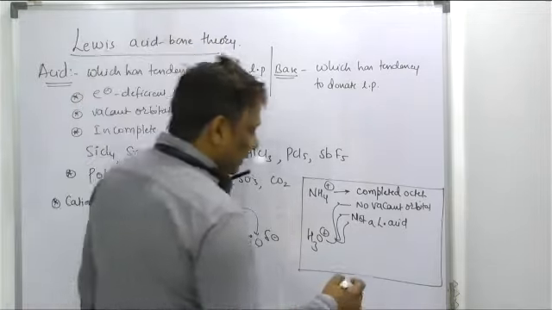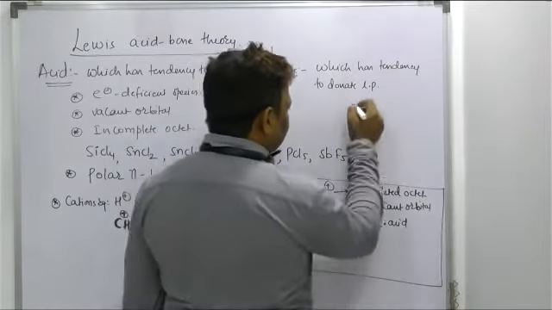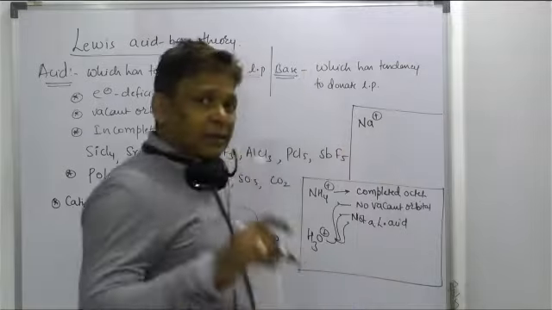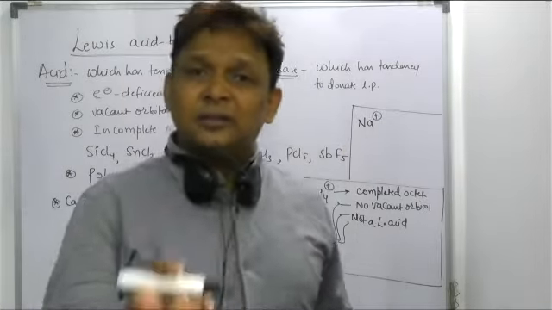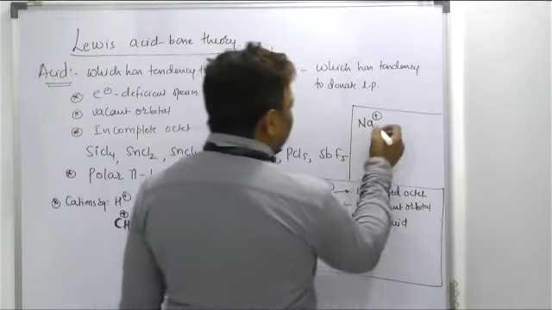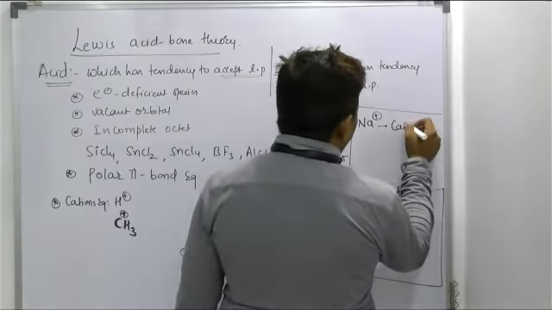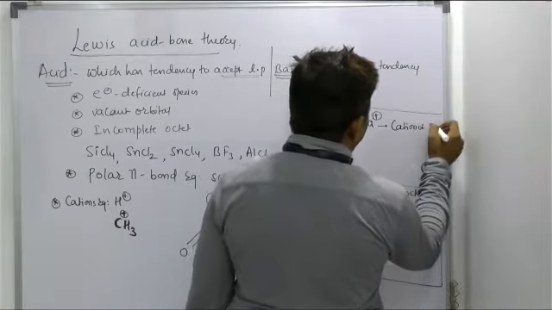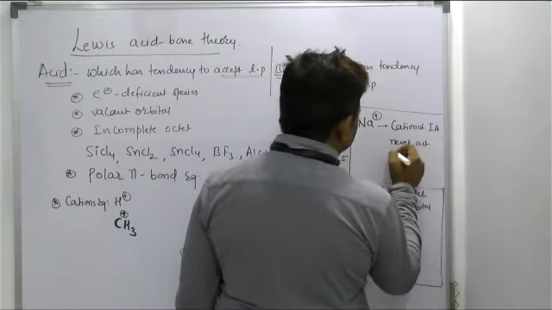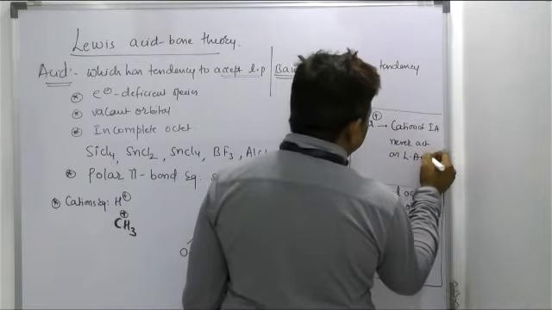Again, beta, Na plus ion. I'll write here. Na plus ion means it will attain the nearest noble gas configuration of neon. Means I can say, beta, the cation of 1A never acts as a Lewis acid.